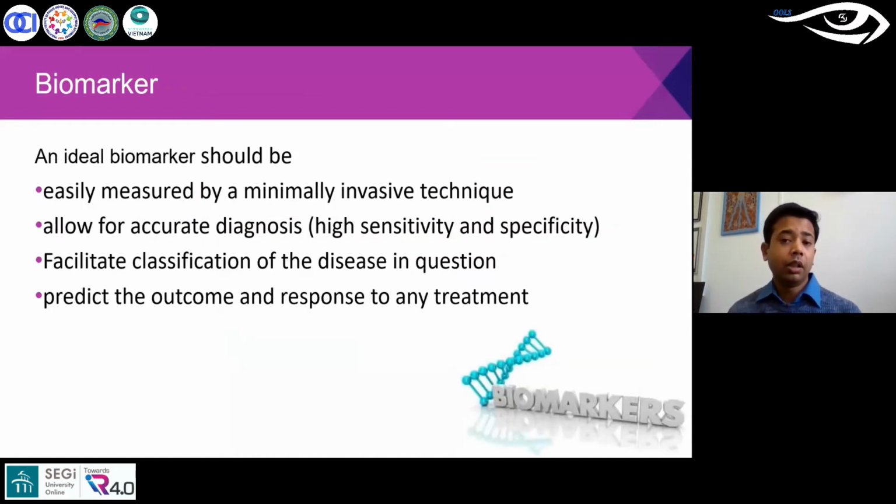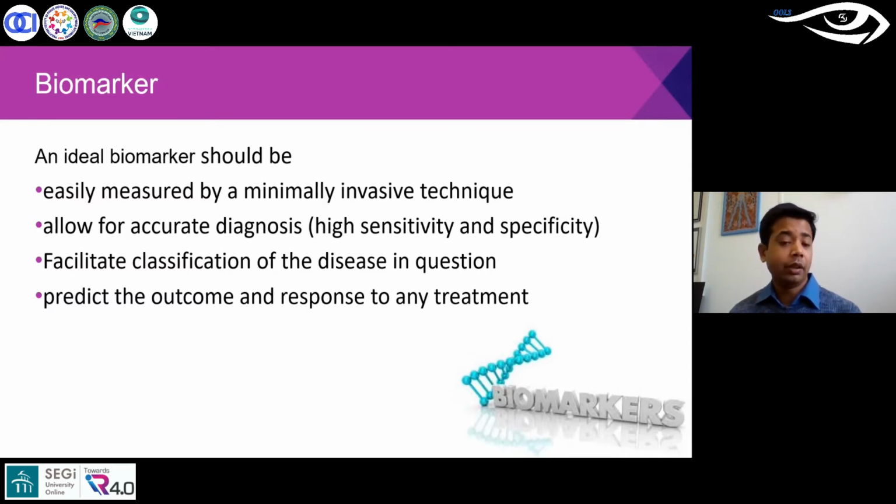So an ideal biomarker, if you want to diagnose dry eye, should be easy and minimally invasive. It should allow accurate diagnosis, which means high sensitivity and specificity. Just quickly, sensitivity is a test which can accurately determine whether it is yes or no. And specificity can tell us whether the diagnosis is correct or not. And it will facilitate classification of the disease in question.